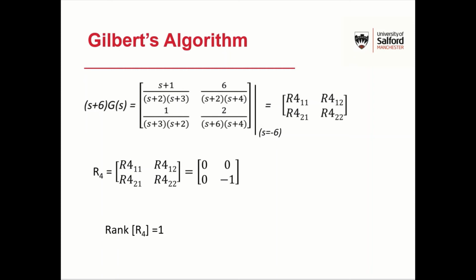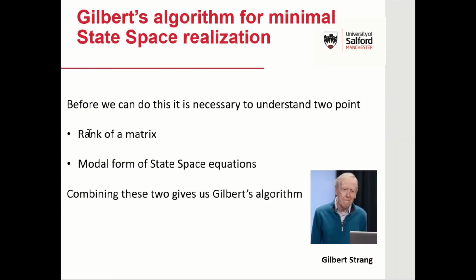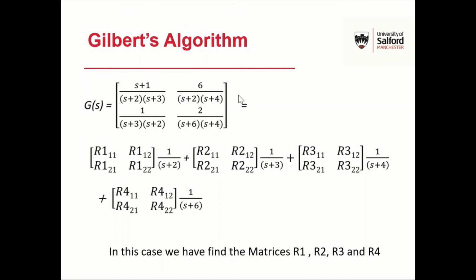So this is Gilbert's algorithm, and it's based on working out the modal form of state space equations and using the rank of the matrix to decide how many of the individual states we've got. It has the advantage that it gives us a minimal state space realization, and it's based on the concept that we take the transfer function and represent it as a series of partial fractions. But the partial fractions now are matrices, and we work out their rank. The rank of these matrices tells us how much of these we've got, and the R matrices themselves then give us the B's and the C's that go into these different slots in our state space equations.